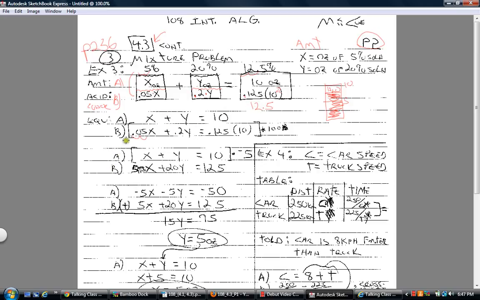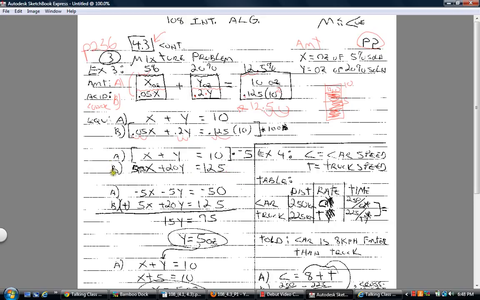So what I did was I multiplied by 100. I moved the decimal 2 places, so here's my 5x. Move it 2 places is 20y. Move this 2 places because it was already 12.5. Don't forget that, that's kind of important. 12.5, 2 places makes it 125. Watch your counting there when you're doing that. Here's your equation A.